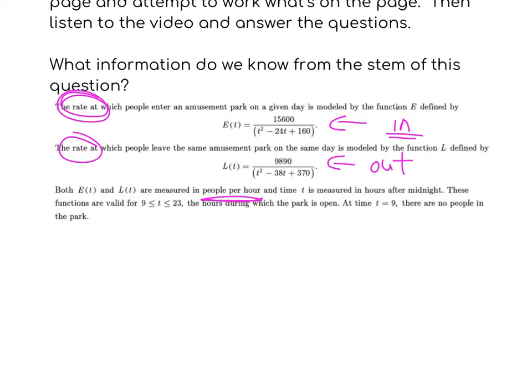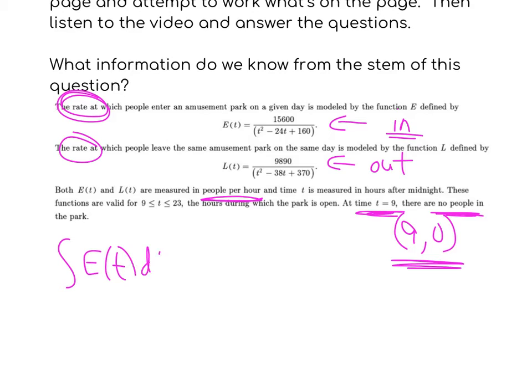And at t equals 9, there are no people. So at t equals 9, no people. So (9, 0) is going to be a point I bet we're going to have to use at some time, which makes sense. That means at the beginning, there are no people in the park. I'm assuming we're ignoring workers. And let's see. If I were to integrate E of t, we're going to integrate the rate. So that's people per hour times hours, which is going to be people in, the number of people in over some time period, if I put an A and a B there.